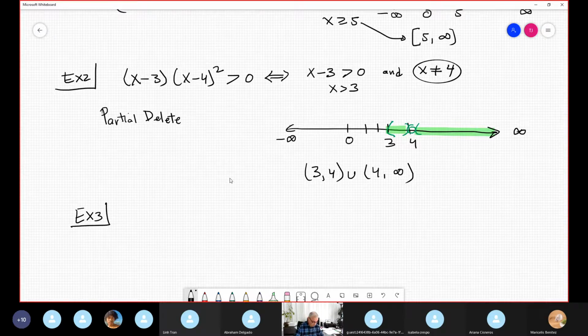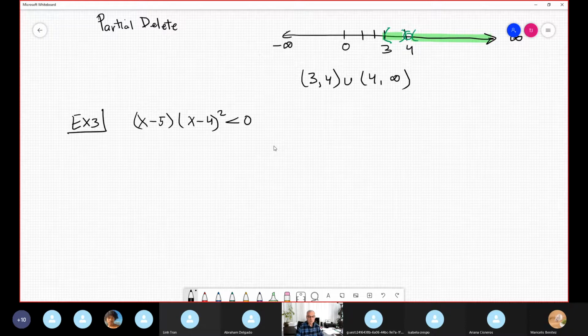Another example, suppose this: x minus 5 multiplied by x minus 4 again, squared, less than 0. Okay, again, it's a typical example of partial delete, because I can see one factor contains an even exponent, but our inequality has no equal sign, it's a strict inequality. Therefore this is equivalent to x minus 5 less than 0, this stays the same, and x not 4.